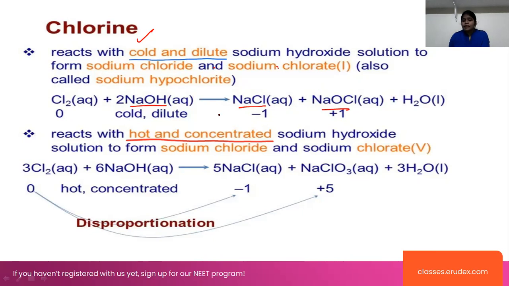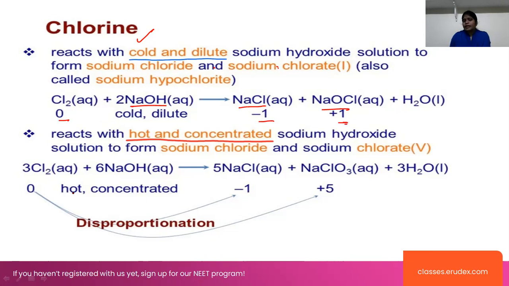Here the examiner will ask you the question: what is the oxidation state range? The chlorine oxidation state changes from 0 to plus 1, 0 to plus 2, 0 to plus 5, 0 to minus 1? That is the question asked in the examination. So chlorine is in the 0 oxidation state, this will be minus 1, and here it is the plus 1 oxidation state.